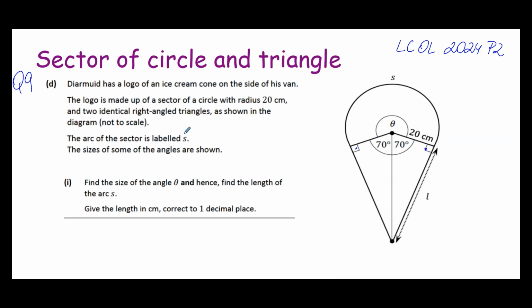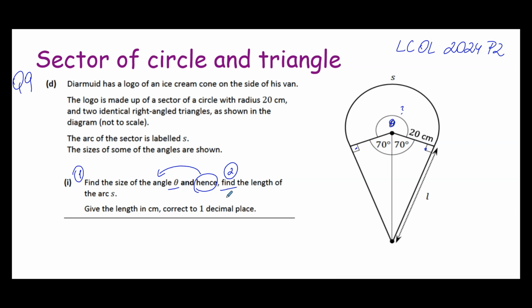The arc of the sector is labeled S, so that is the arc of the sector, part of a circle. The size of some angles are shown, and yes, we have here 70 degrees and 70, and that's the right angle. So what do we need to do? Find the size of the angle theta, so that's where my theta is. With that knowledge, we will be able to find the length of the arc S. So two things to do: find the size of the angle and find the length of the arc.